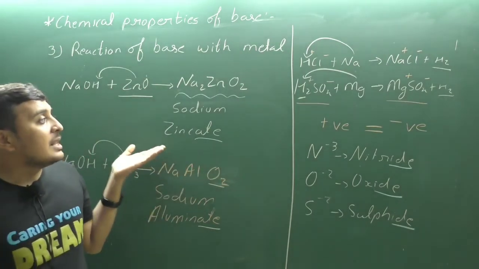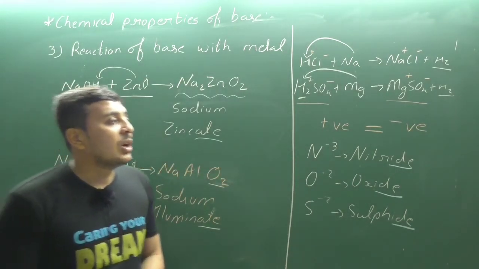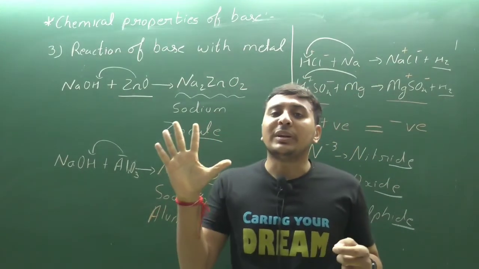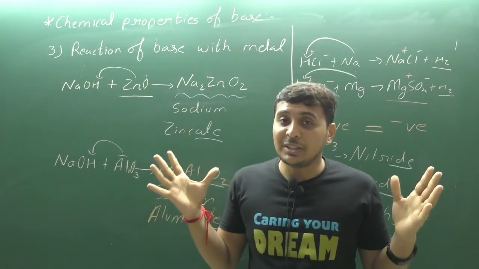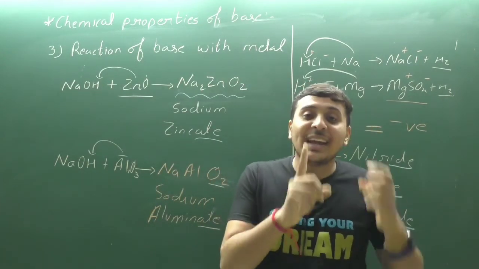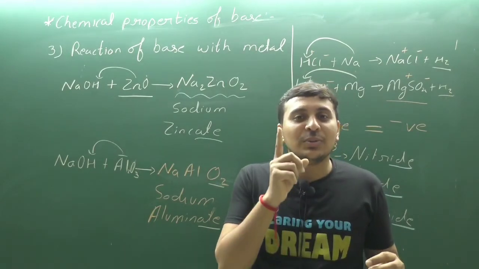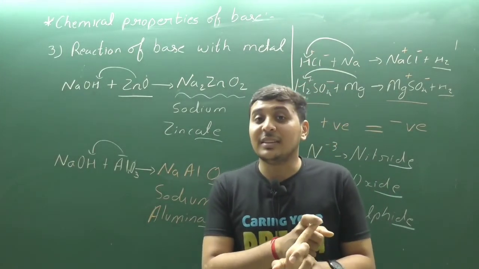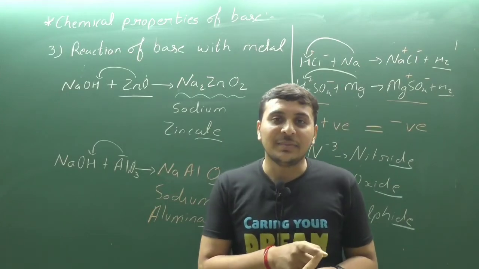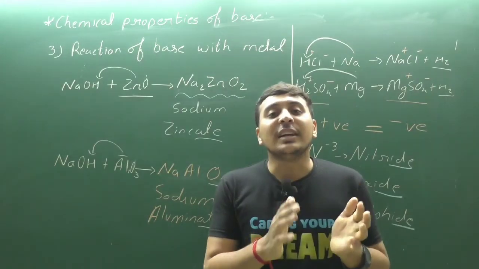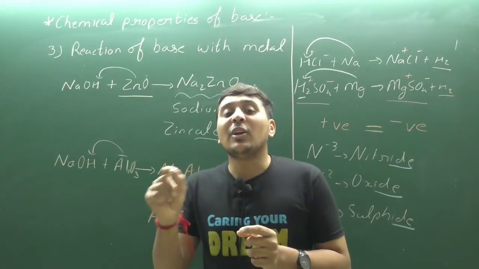Now this is the last chemical property of the base. So I think you should remember all the 3 properties of base, all the 5 properties of acid. Today's homework: you have to write 10 examples of the first property of base, that is reaction of base with acid. You have to write 10 examples of the second property of base, that is reaction of base with non-metal oxide.